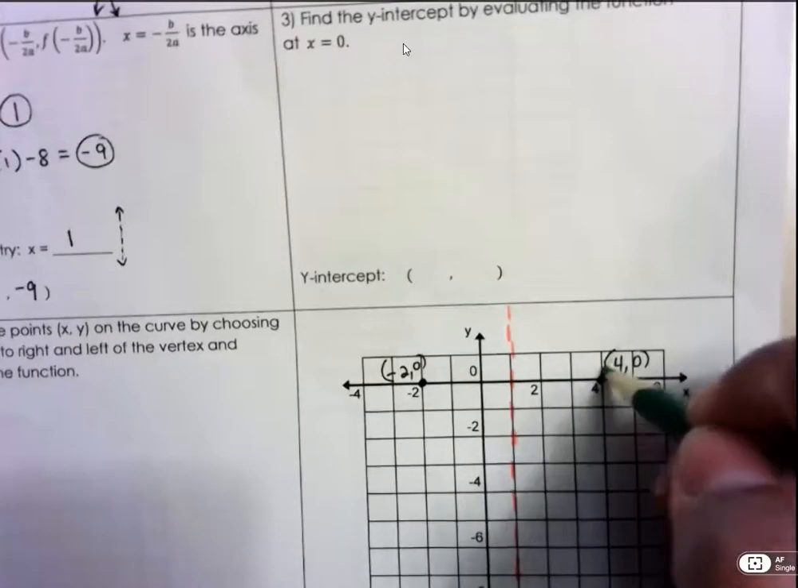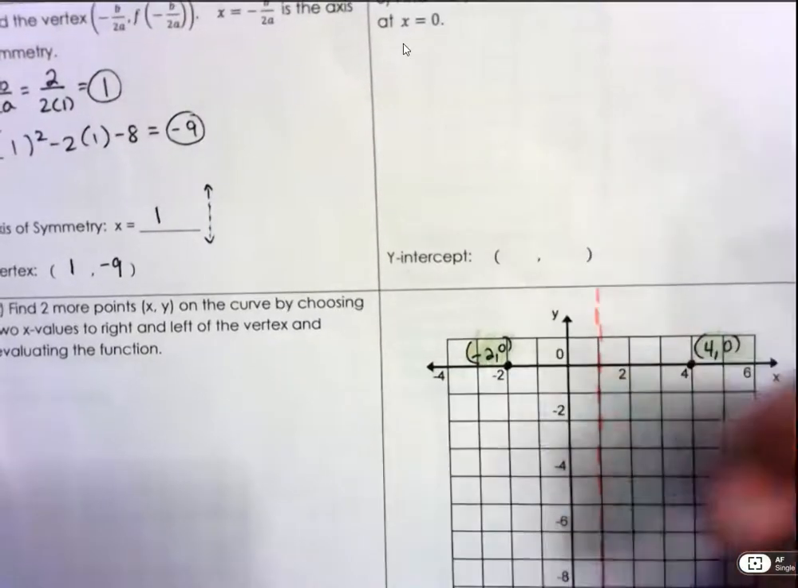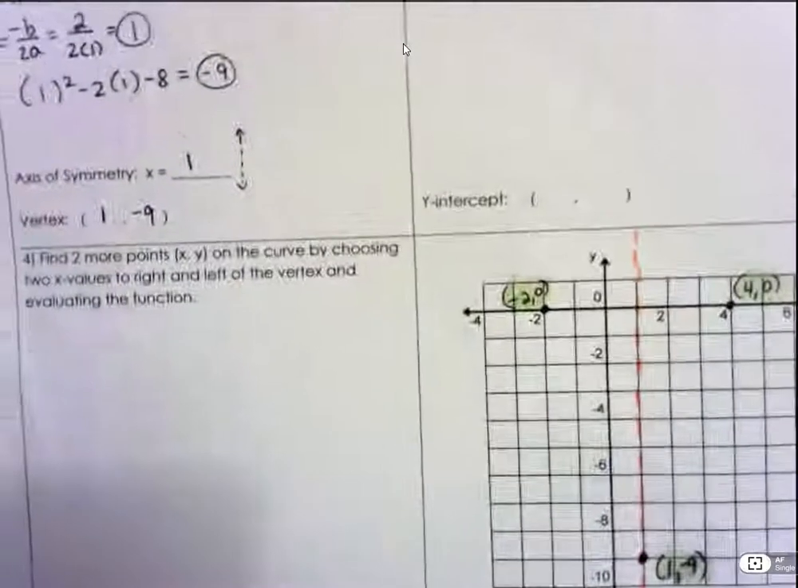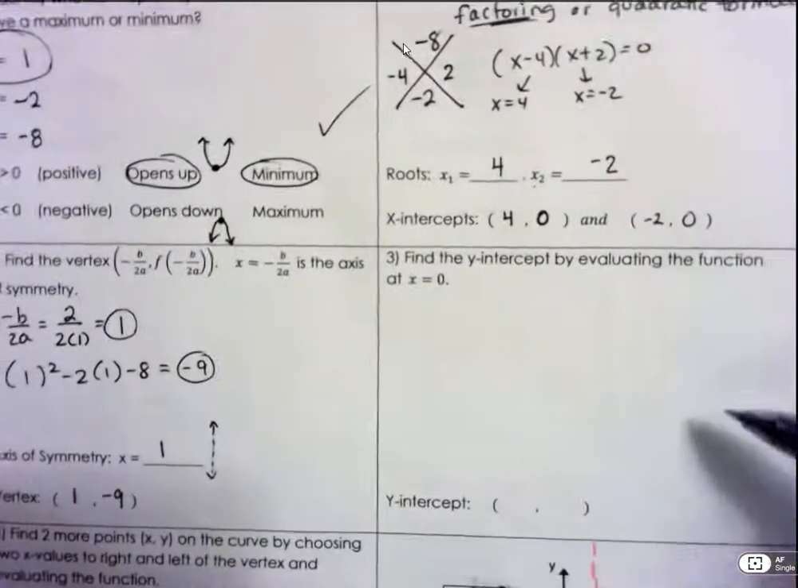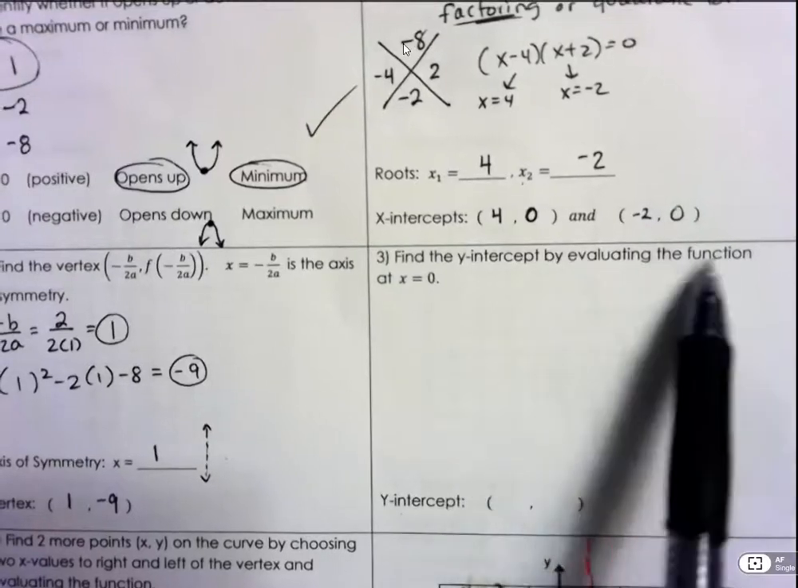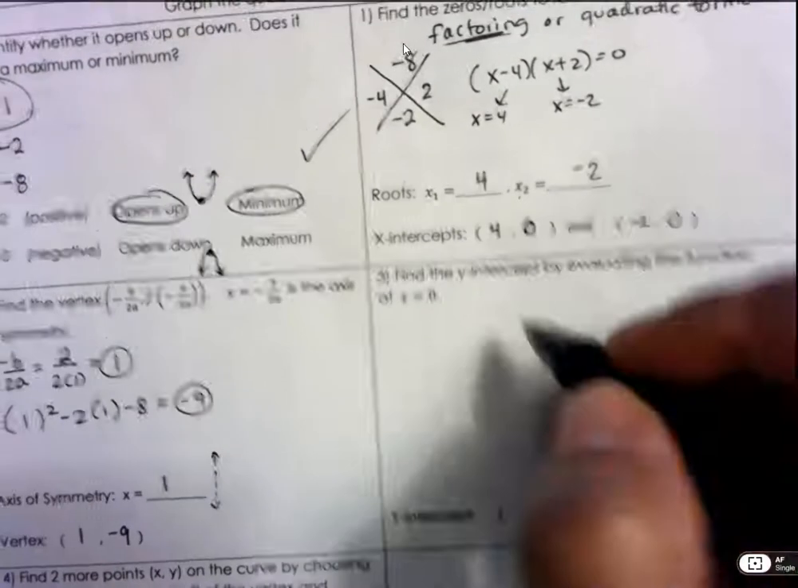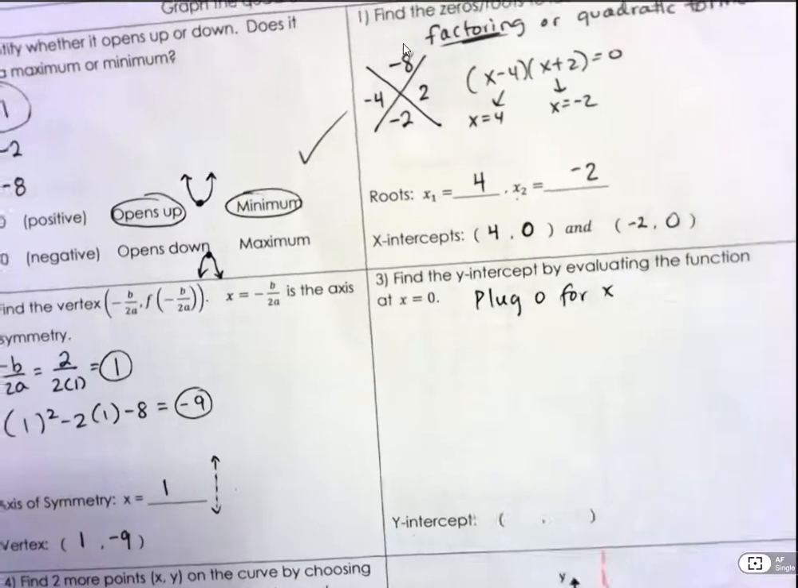Alright, I'm trying to get my intercepts to kind of highlight them so they stand out in the graph. Once you find the axis of symmetry and the vertex, the next thing that you want to find is your y-intercept. And you get the y-intercept by evaluating the function at x equals 0. Basically, plug 0 for x.